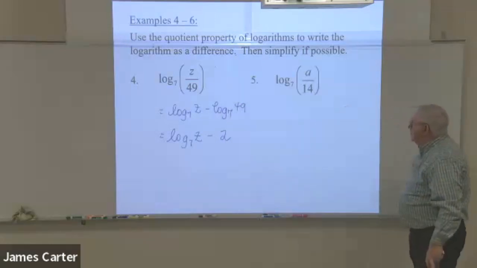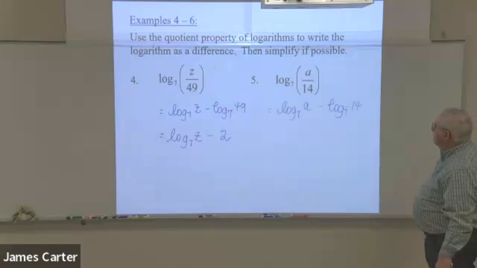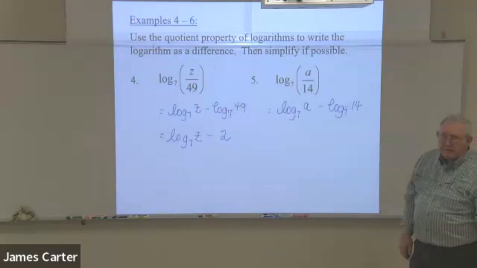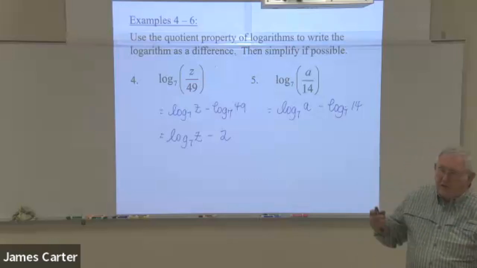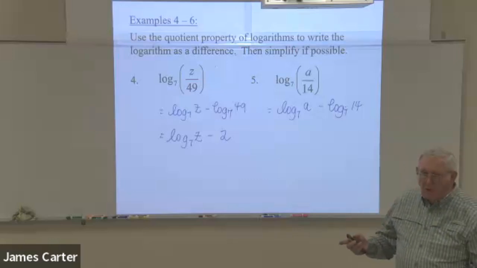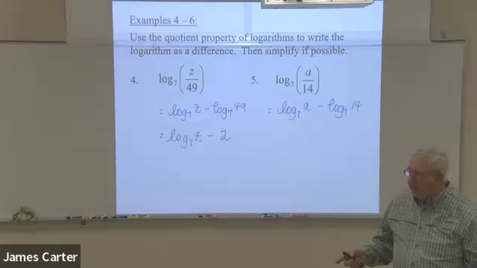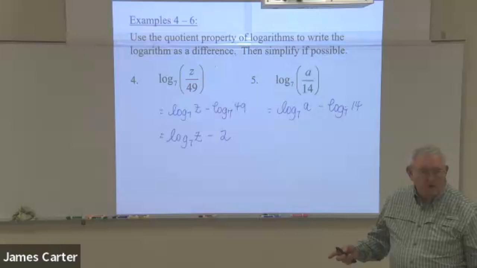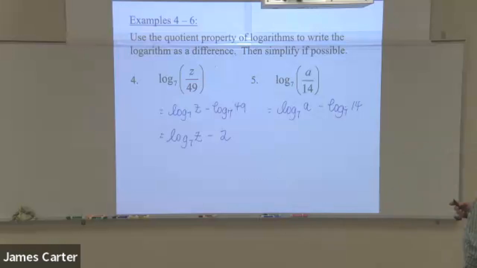Okay, here's another division. So we're going to have a subtraction on this one. Log 7 of A minus log 7 of 14. Now, even though 14 is a multiple of 7, it is not a power of 7. So there's nothing we can do with it. So that's just the final answer.